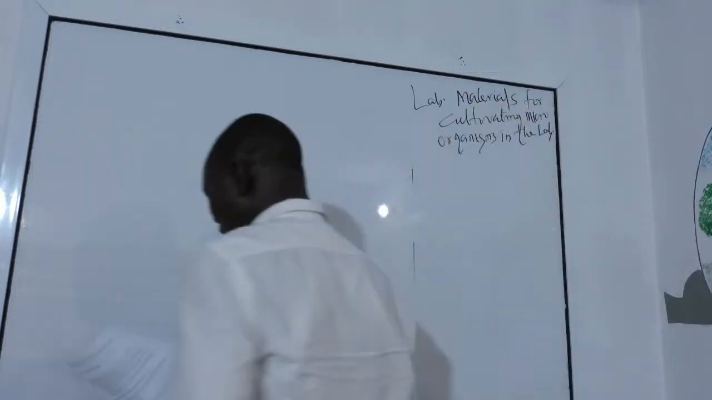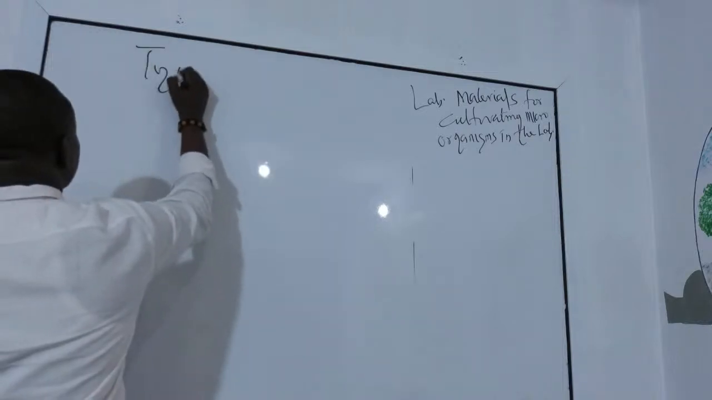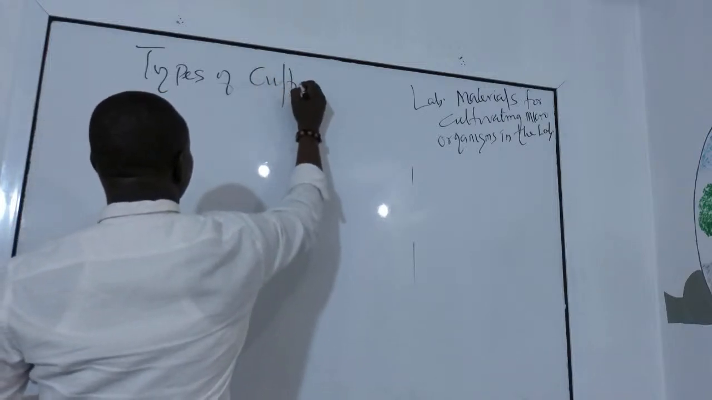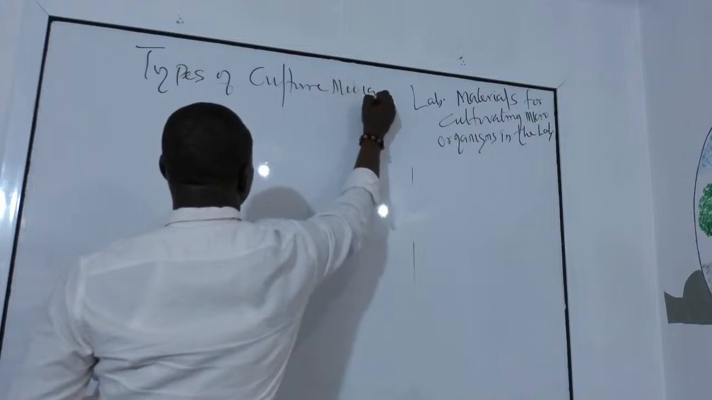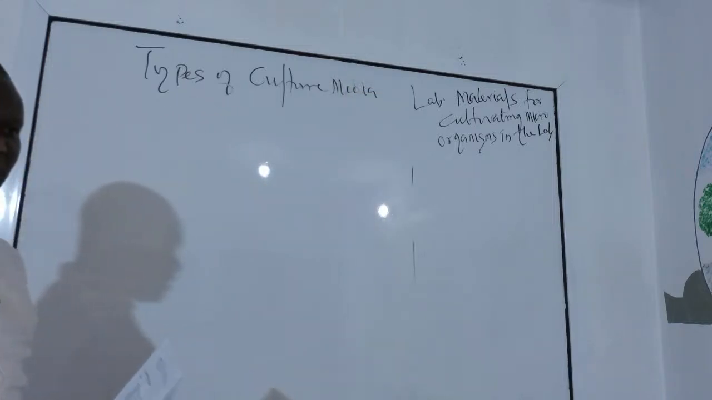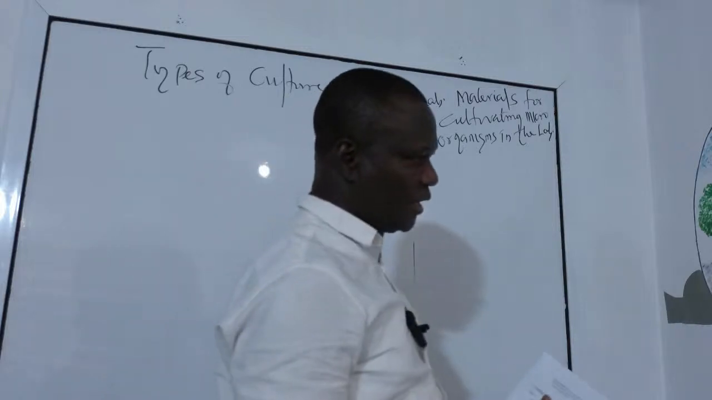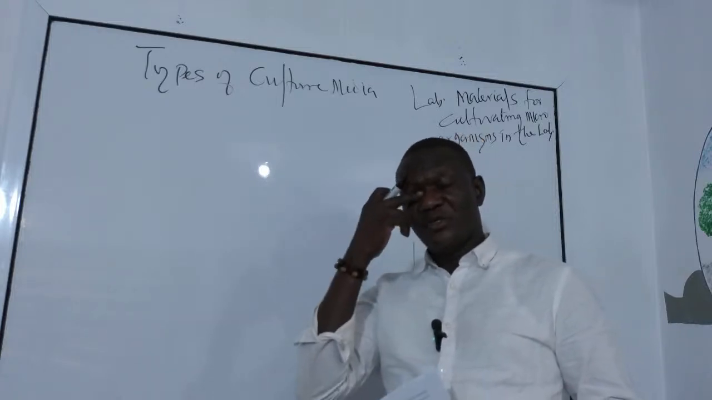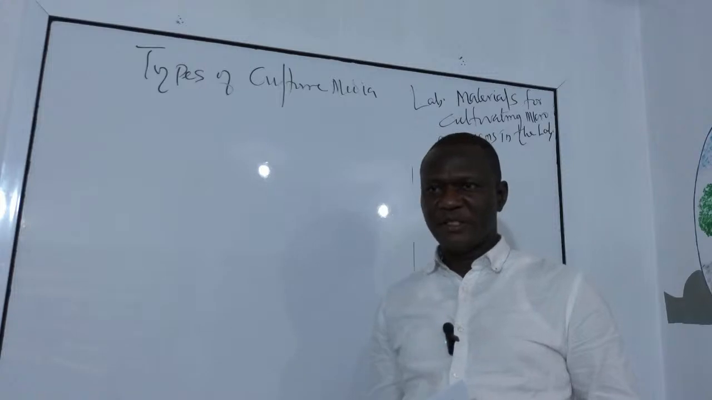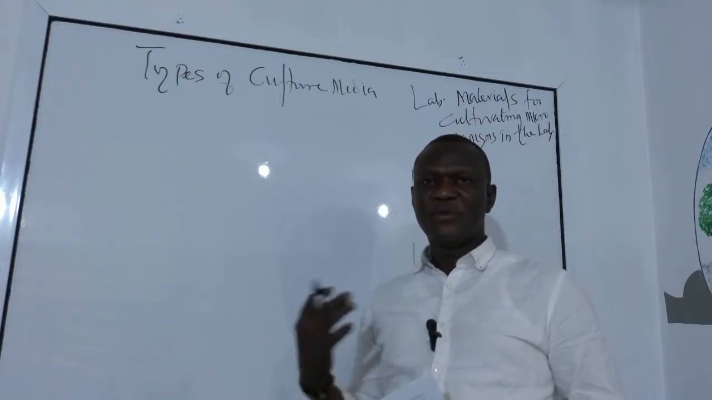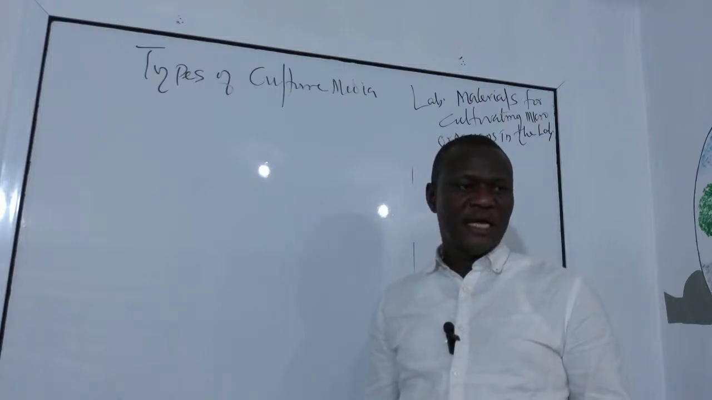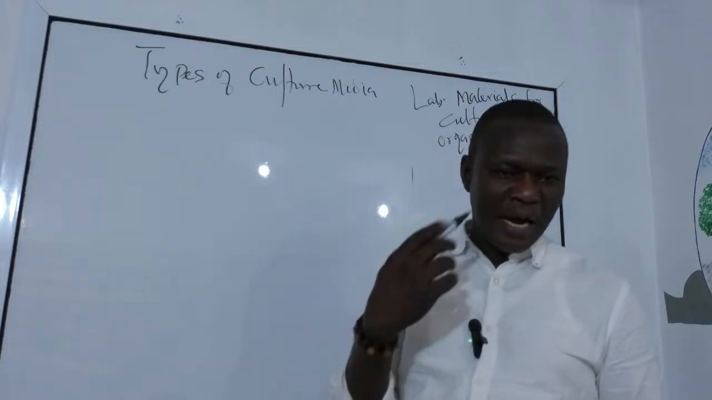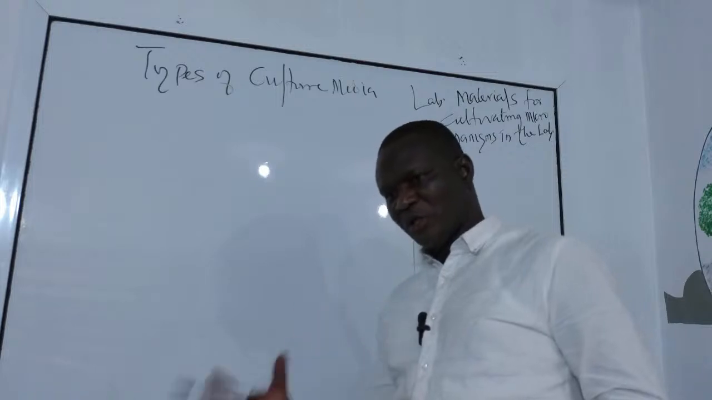So again, this afternoon we are going to look at types of culture media and their uses. That is, what are the basic types of culture media if you want to classify culture media. Yesterday in the lecture, I told you what a culture media is. It's a kind of food that you prepare for microorganisms to eat while you keep on studying them in the laboratory.